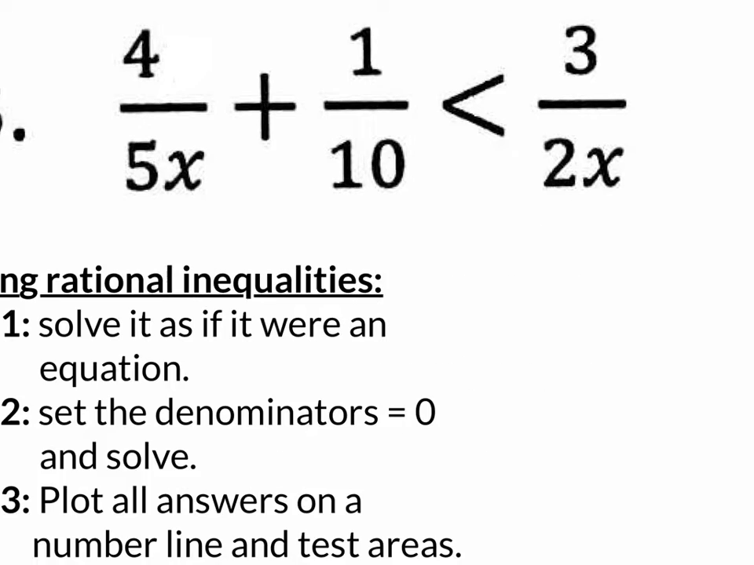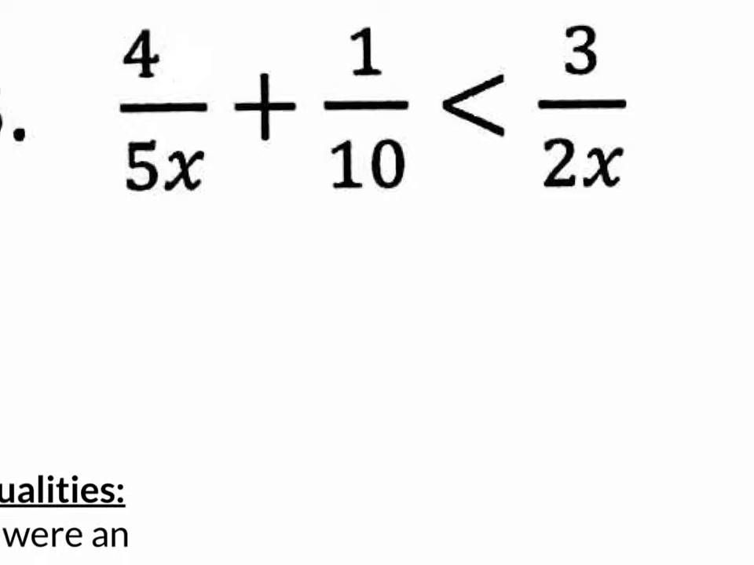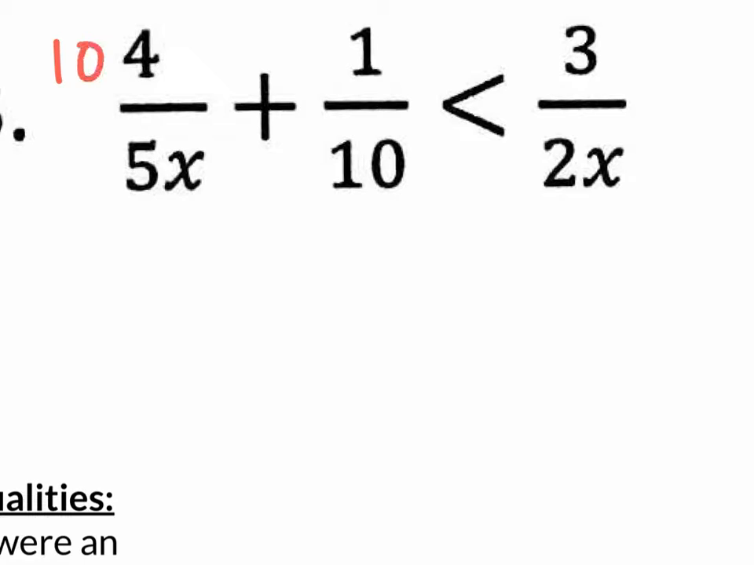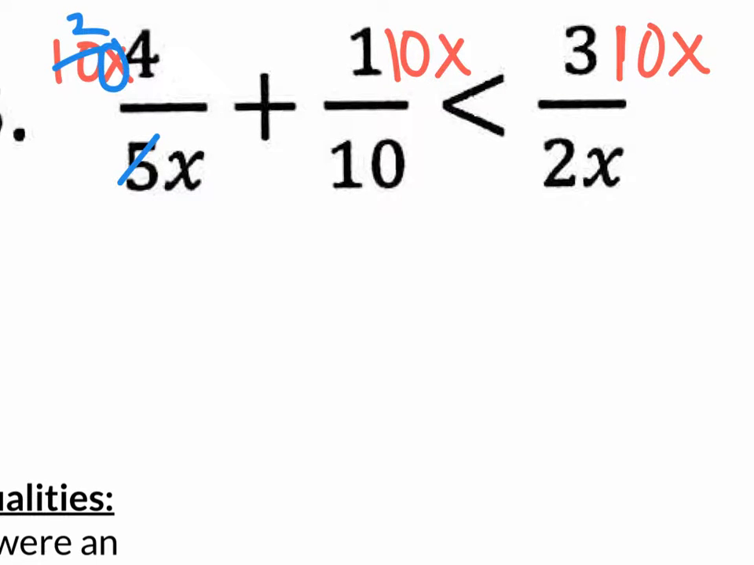Okay, so let's start by multiplying everything by the LCD of 5x, 10, and 2x, which is obviously 10x. So let's multiply everything by 10x. And then let's cancel out whatever we can. On the first fraction, the 5 and the 10 cancel out. You're going to have a 2 left over. And also the x and the x cancel out. So we really only have a first term of 8.